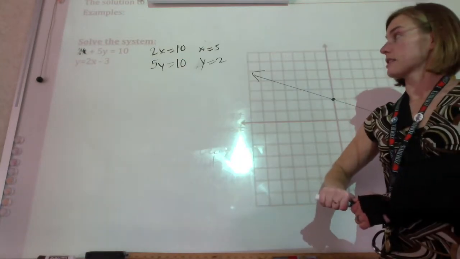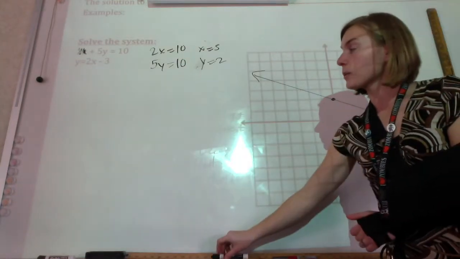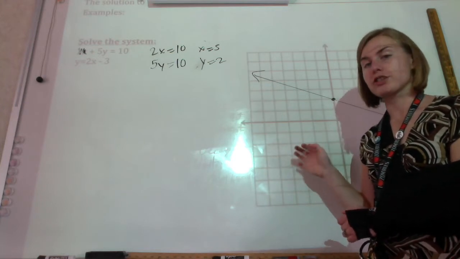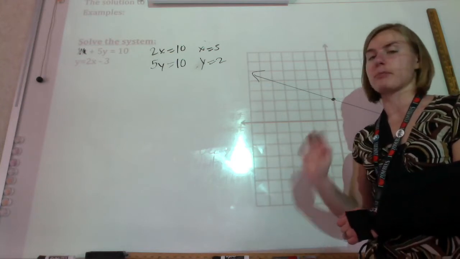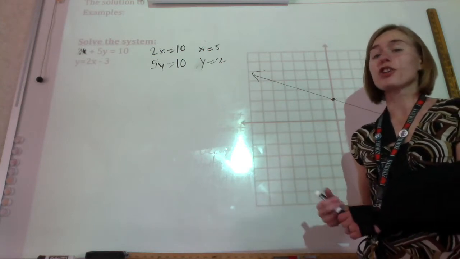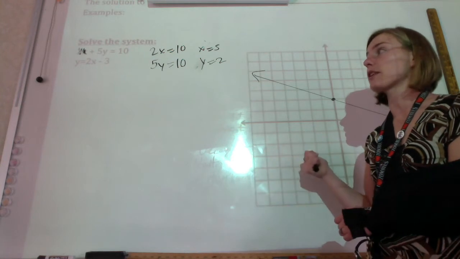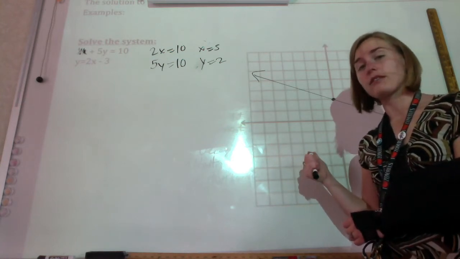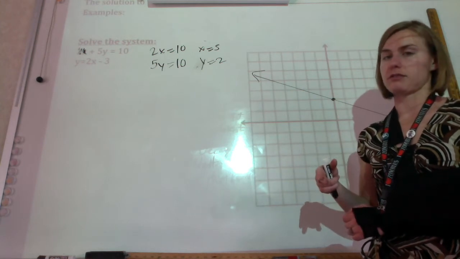Now, I just want to pause and say an important tip. Since we are dependent on our graph in order to find the solution, you're going to want to make sure that your graphs are as accurate as possible. So even though I always tell you that 2 points is enough to draw a line, you might want to start doing 3 or 4 if you're solving systems by graphing, because if your lines are off, then your solution is going to be off.